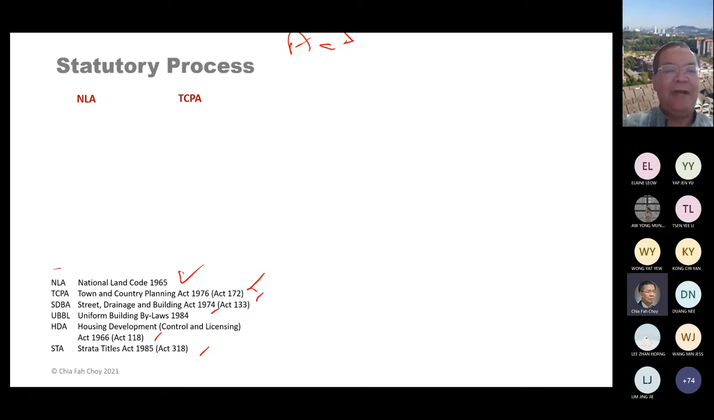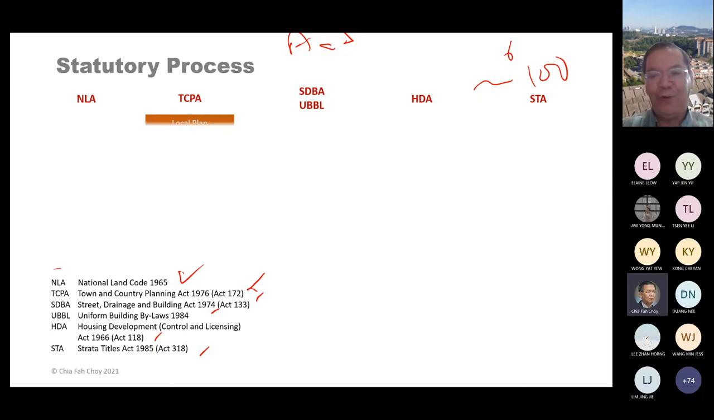NLC is the National Land Code. TCPA is the Town and Country Planning Act. Then we have the Street, Drainage and Building Act, also the Uniform Building By-Laws. We have the Housing Development Act and also the Strata Titles Act. These are only 6 selected rules involved in the construction and development process. In actual fact, there are probably nearly 100 different acts or rules involved.